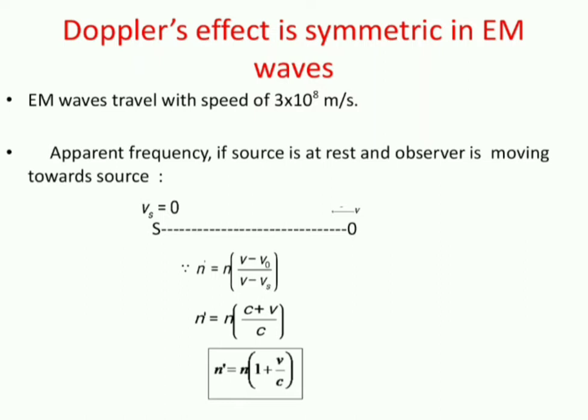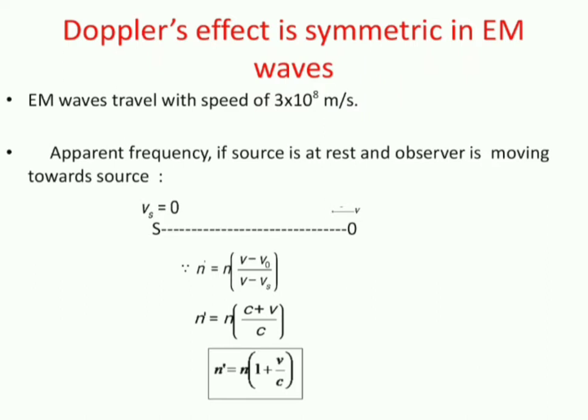So we will use the same formula that we have derived for sound, where v was the speed of sound. Now that is replaced with c. So here c is nothing but the speed of light, 3 into 10 to the power 8. Vs is the speed of source, v0 is the speed of observer.